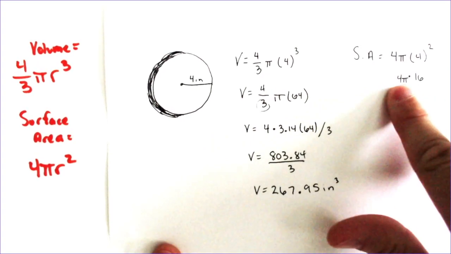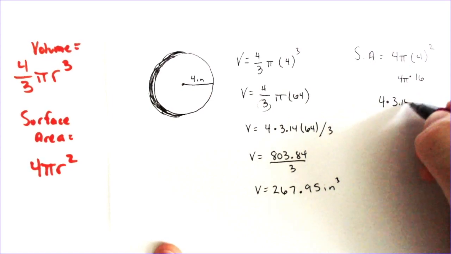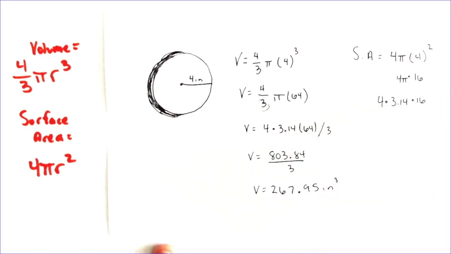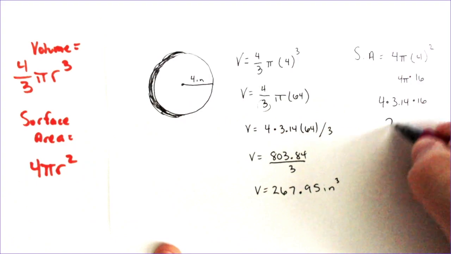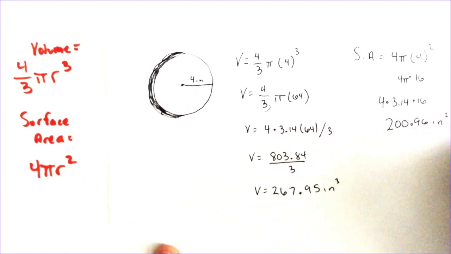So I'm going to do 4 times 3.14 times 16. 4 times 3.14 times 16, and I get 200.96. And that's it. That's all she wrote. That's the surface area.